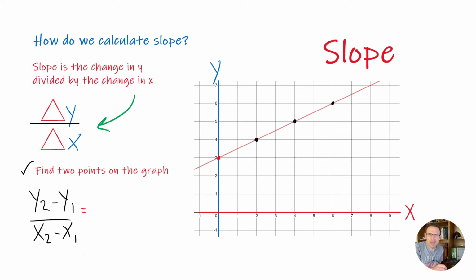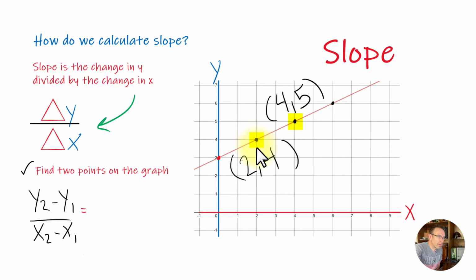So now let's go ahead and label a couple of these points. We'll label this one 2, 4. And we'll label this one right here 4, 5. Now, I called this one 2, 4 here because I went straight down to the x-axis and I saw 2, so I put a 2 there. And then I went over to the y-axis and I saw 4 there, so I put a 4 there. Same with this one. I looked down at the x-axis and I saw 4, so I put a 4 here. And then I went over to the y-axis and I saw 5, so I put a 5 here.